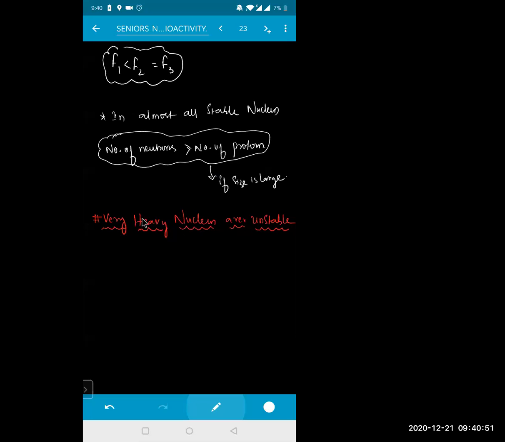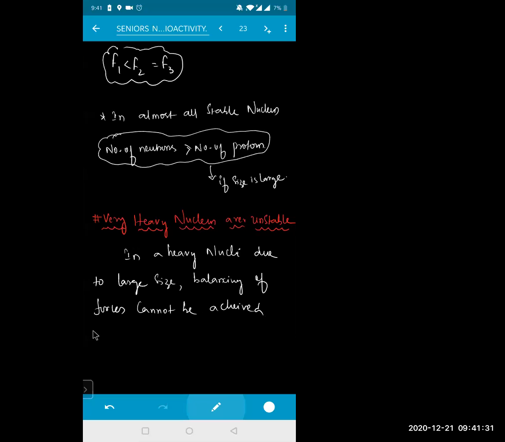That means in heavy nuclei, due to large size, balancing of forces cannot be achieved, even by some extra neutrons, due to their size. That is the reason they get split.